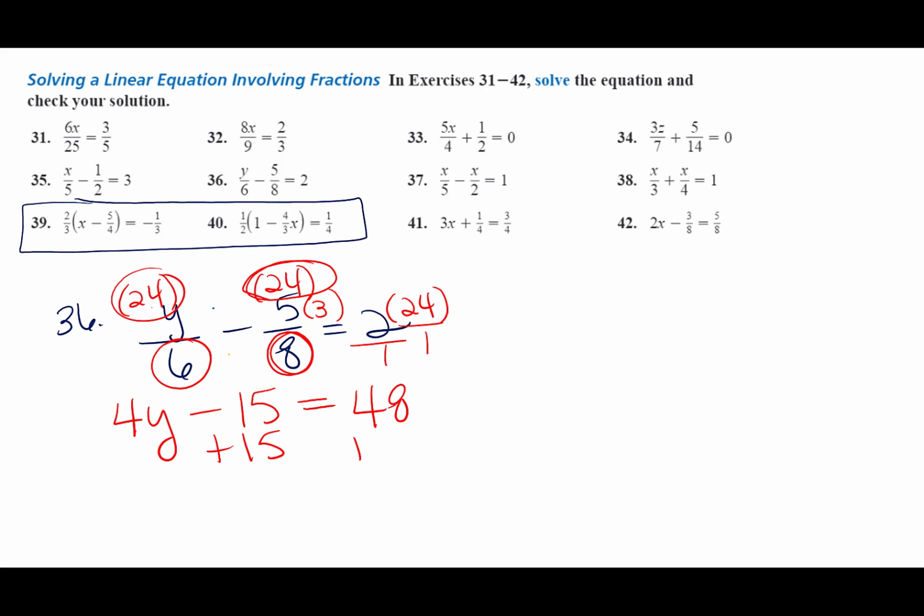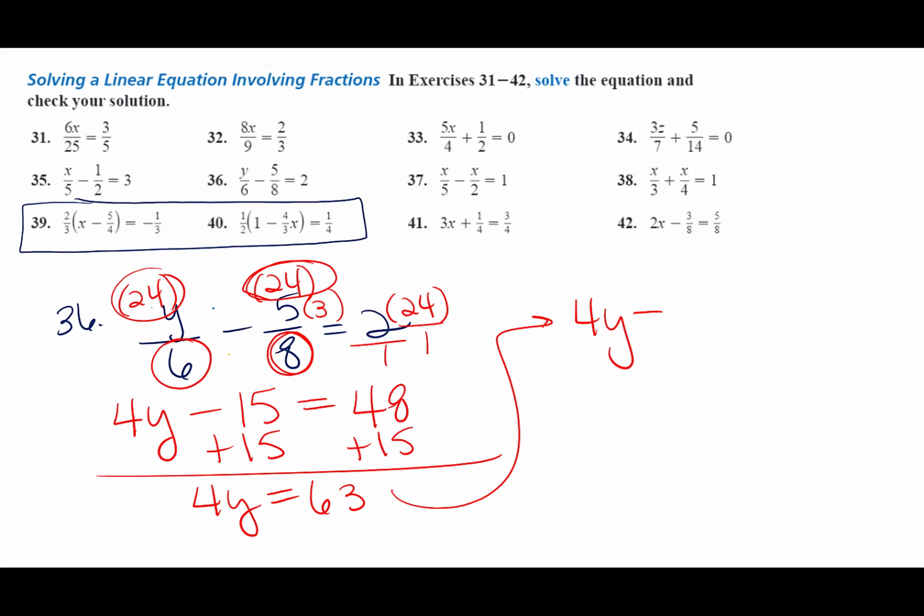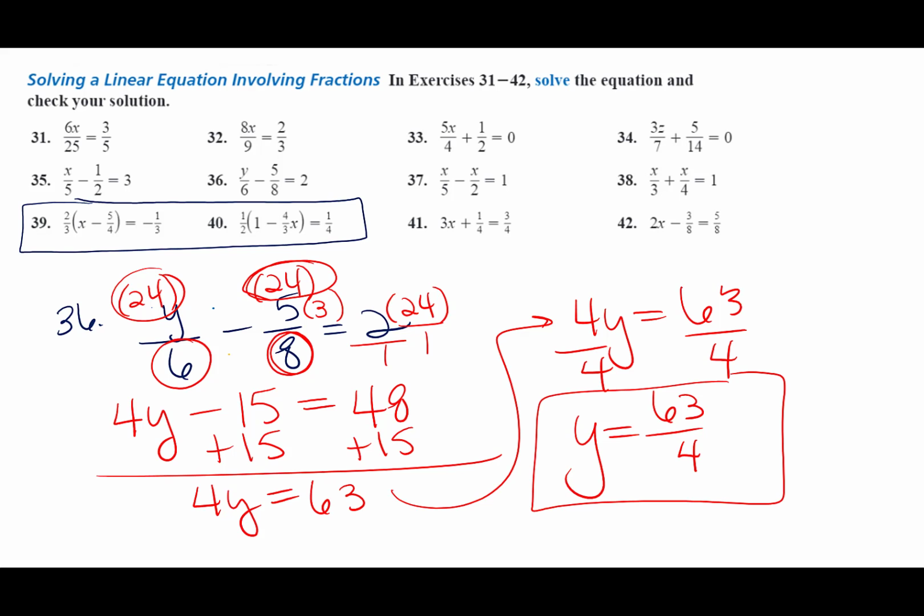Let's continue to solve it by adding 15 to both sides. 4y equals 63. Divide both sides by 4. y equals the fraction 63/4, and they do not share a common term, so we can't simplify it. And you do not need to switch that to a mixed number. You don't need to switch it to a decimal. You can type it in just as it is as an improper fraction, 63/4.